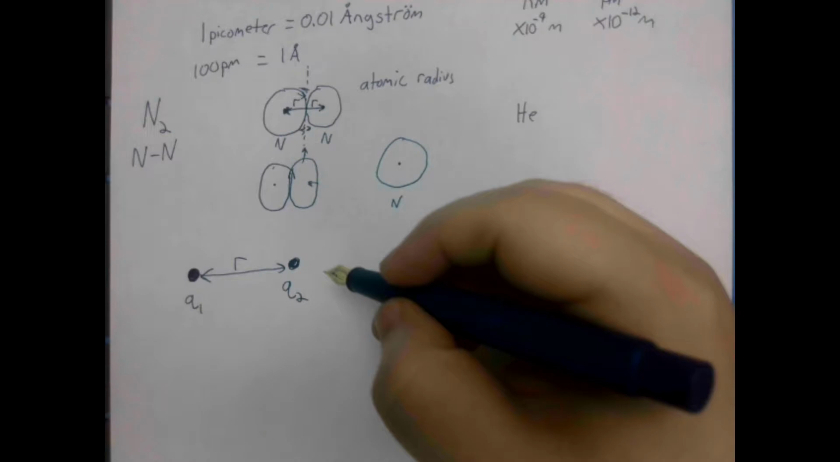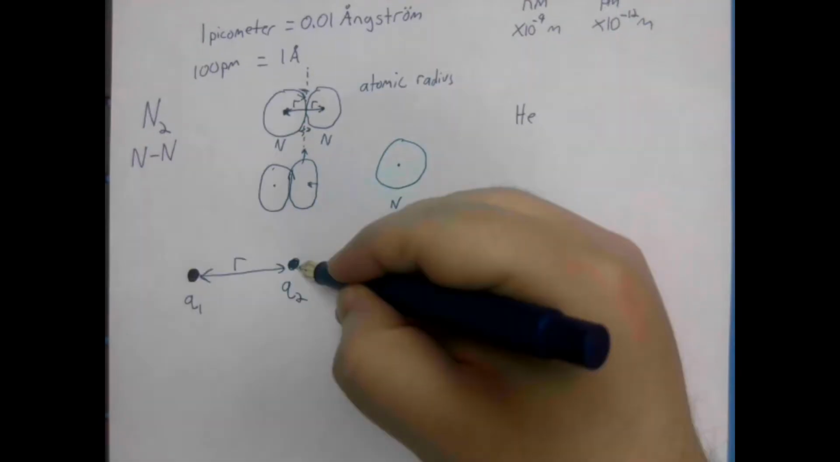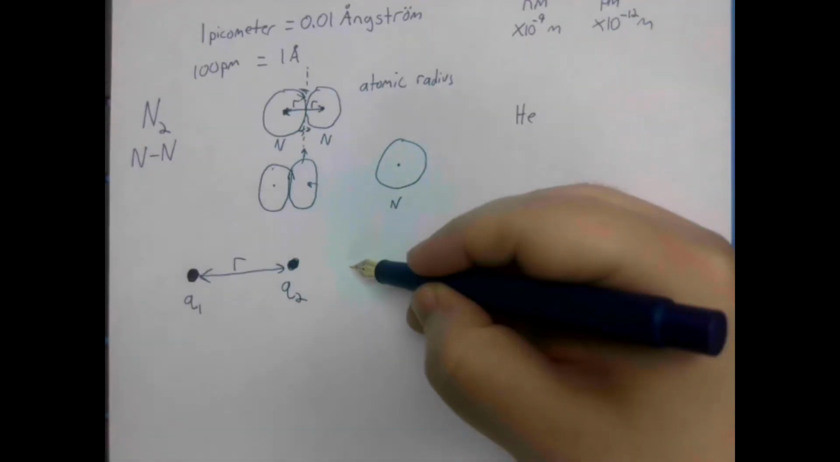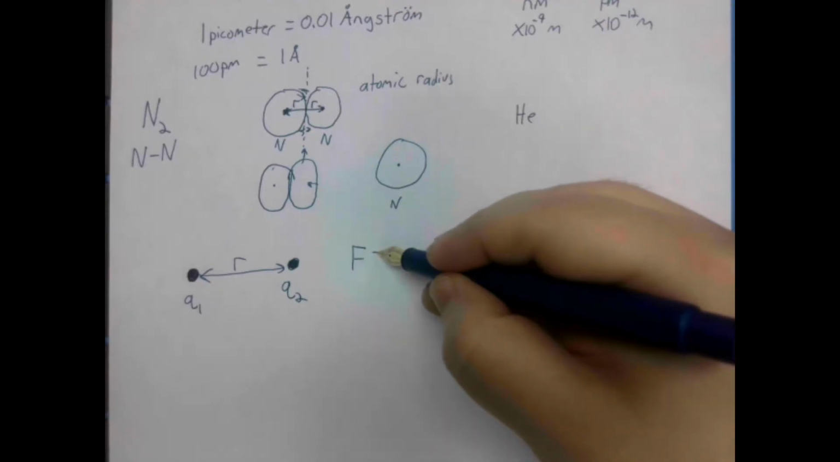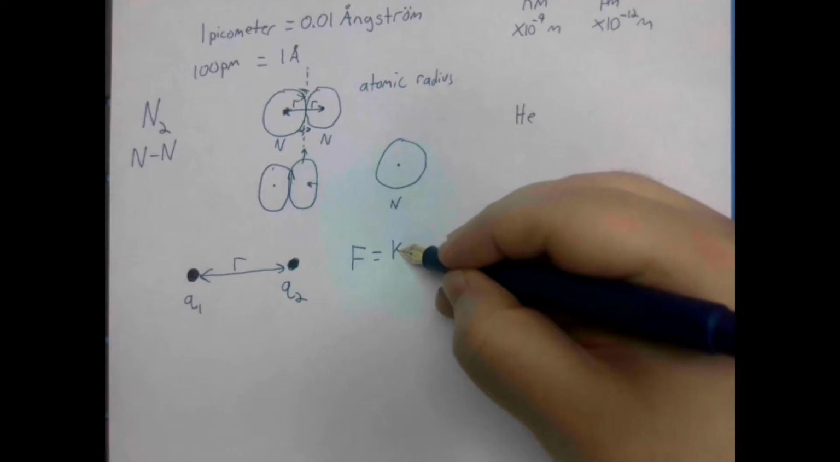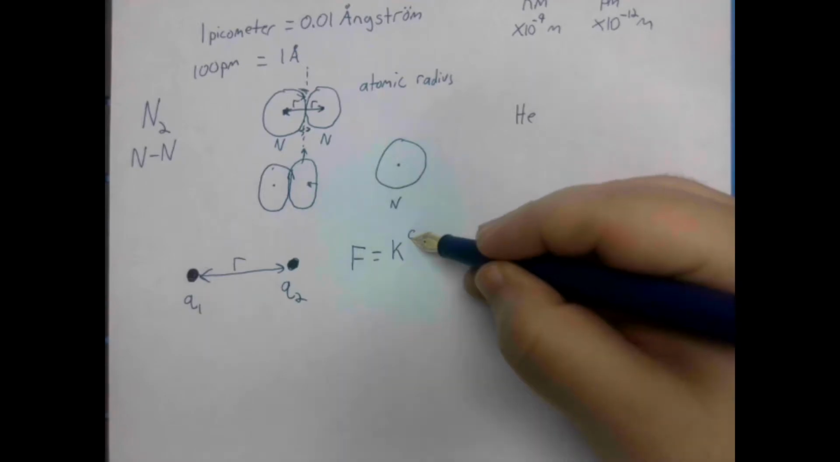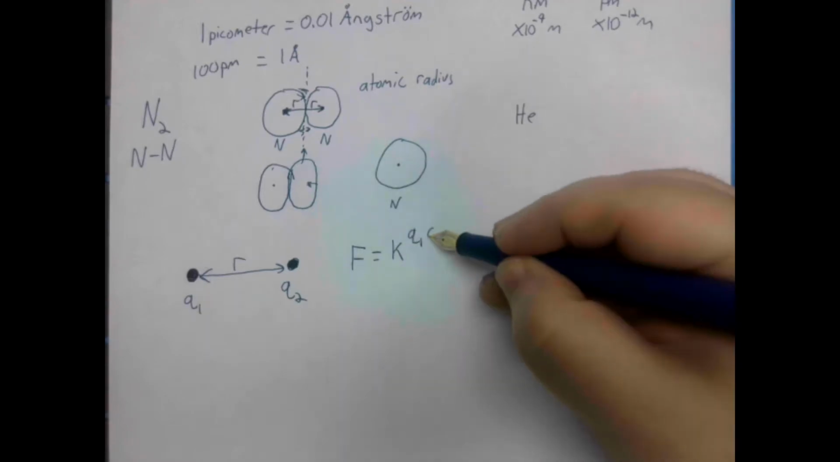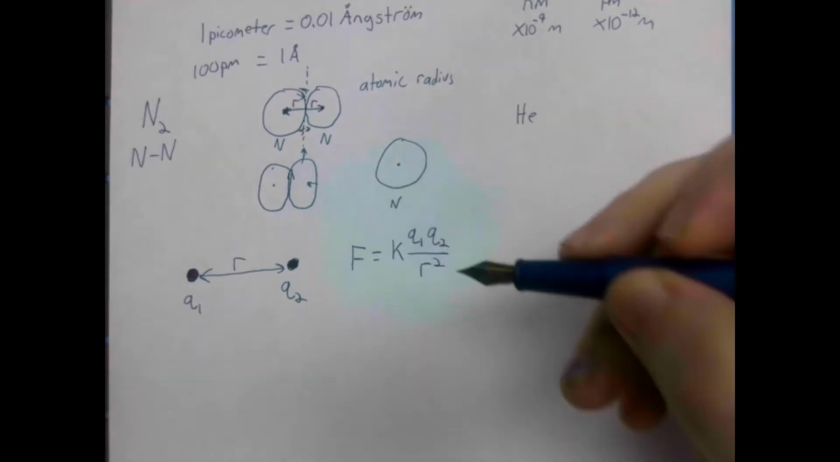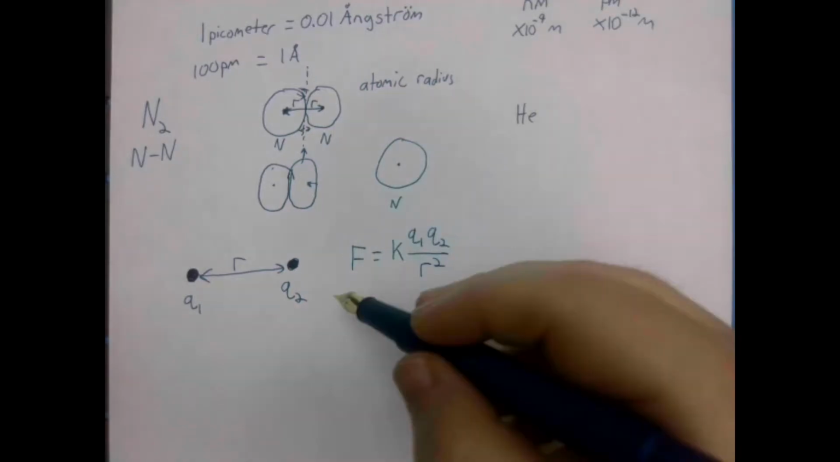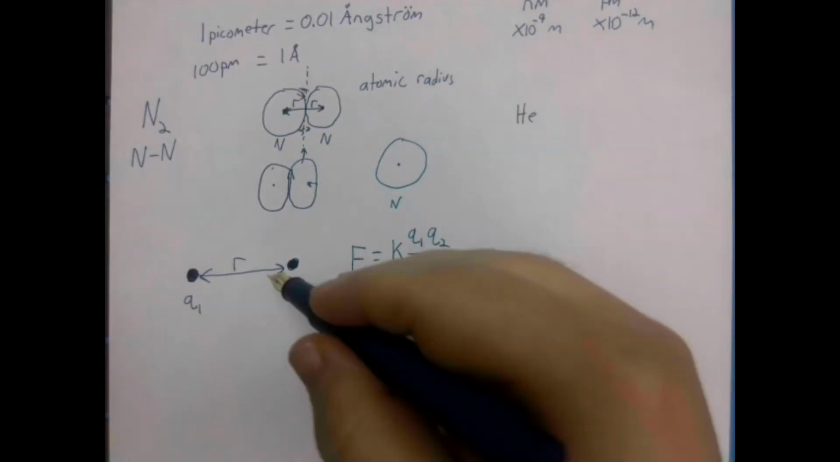Then this charge right here will exert a force on this particle. The force of the charge is equal to some constant times the charge of the first particle times the charge of the second particle divided by the radius squared. This is the equation that determines the force on the two particles.